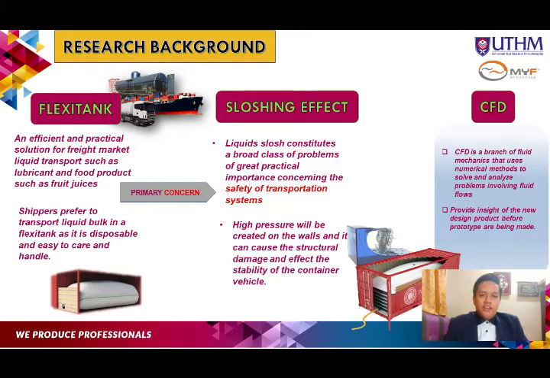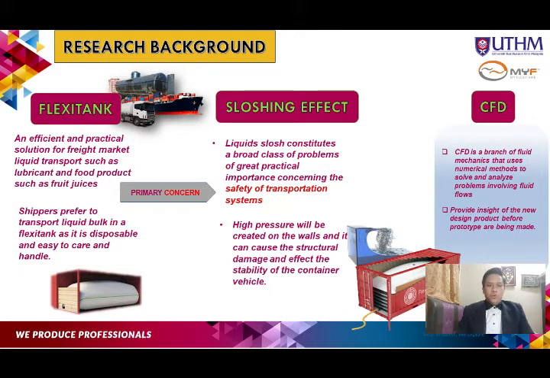Previously also, they shipped liquid in bulk using heavy duty reverse bladders, but it is quite expensive, costing around $5,000 for a piece, and it is not an economic solution. When it comes to liquid transportation, the primary concern is the sloshing effect. Sloshing constitutes a broad class of problems of great practical importance concerning the safety of transportation systems, such as tank trucks on highways and liquid cargo in ocean tanks.